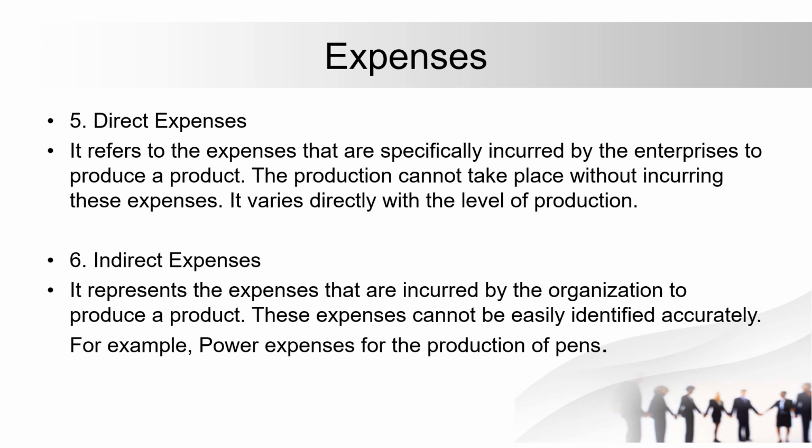For example, power expense for the production of a pen. For the pen, the direct expense will be the cost of the ink and the cost of the nib, everything. The indirect expense is the power consumption for producing the pen.